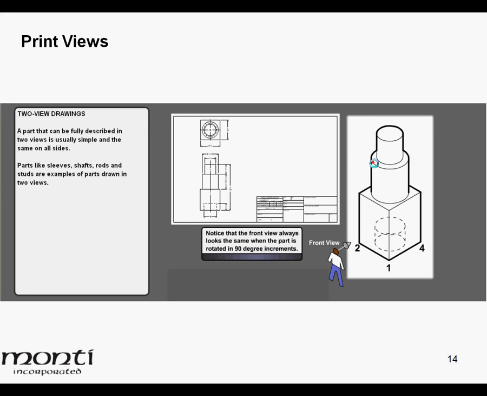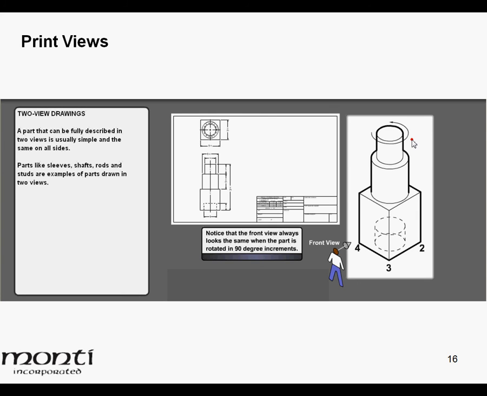Notice that the front view always looks the same when the part is rotated in 90-degree increments. So no matter how we rotate this part, 90 degrees, 90 degrees, 90 degrees, the view is going to be the same. This is a perfectly symmetrical part. No matter how we rotate it, it's going to be the same view. Again, this is just illustrating that when we rotate the part 90 degrees, the view is still going to be the same, because it's a symmetrical part. And again, rotating it another 90 degrees, you'll see it's the exact same view.